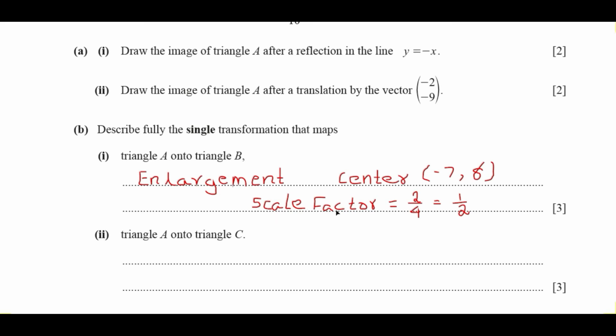And the scale factor is 2 by 4, that is 1 by 4. Now we will look at the next question. Triangle A onto triangle C. We will discuss triangle A onto triangle C now.